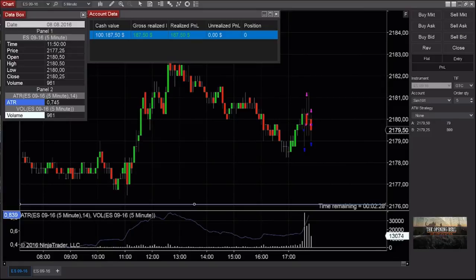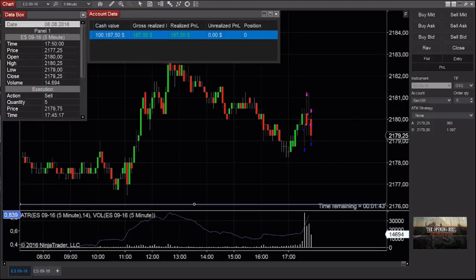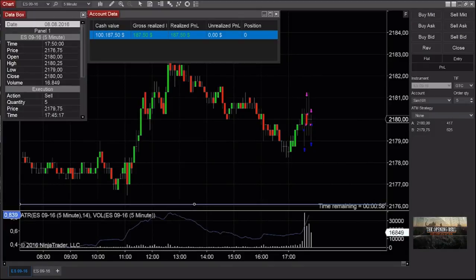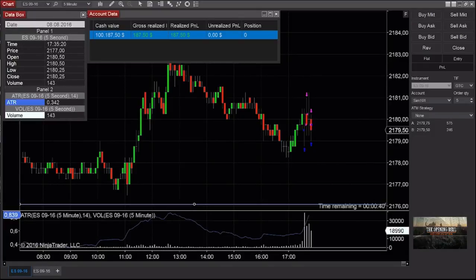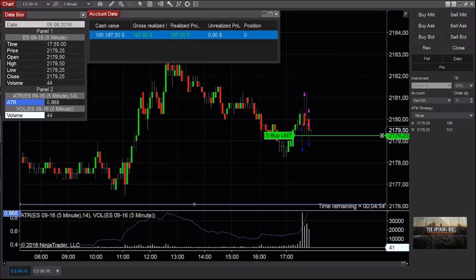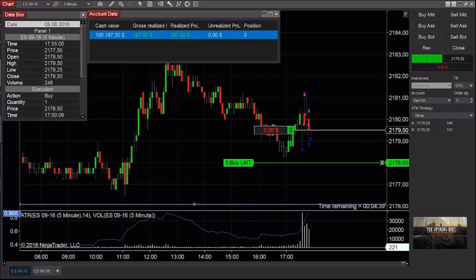Here you could see 2180.25 was a doji, as well as 2180 on the third and the first bar of this session. The market opens at 9:30. You can see that here, 17:30 at the bottom. That is a different time zone because I'm currently in that time zone, but I might be changing that to 9:30 US Eastern Time so you can follow more precisely.